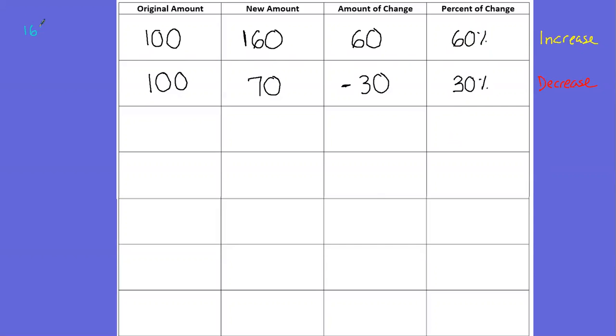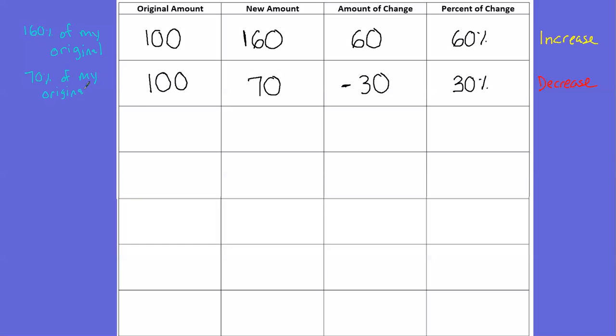So in this one, I ended up with 160% of my original. So my original was 100. 100% of that is all of it, so that's 100. So I don't have 100% of my original. I have even more than that. I have 160% of my original. In this one, I went down. I lost 30. In this one, I would say that I'm ending up with 70% of my original.